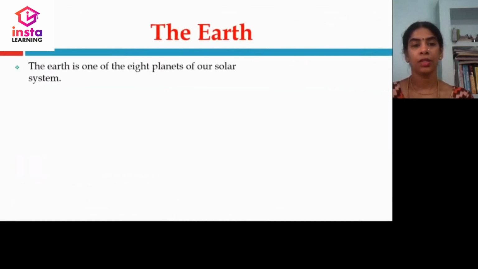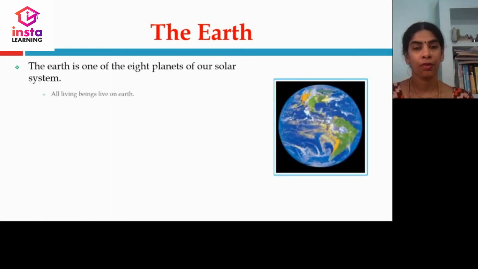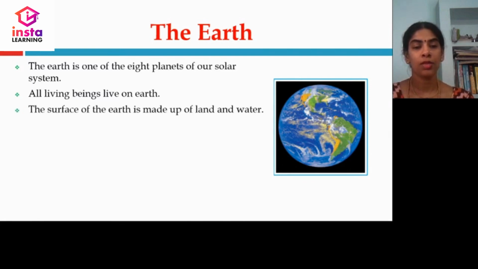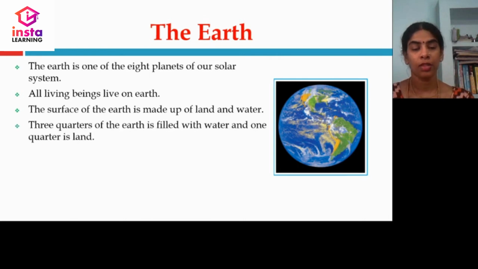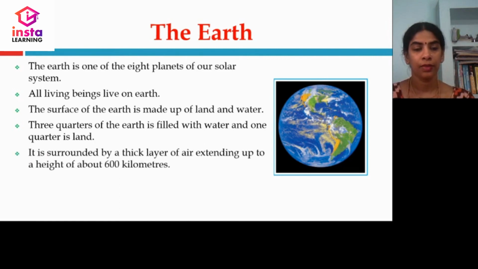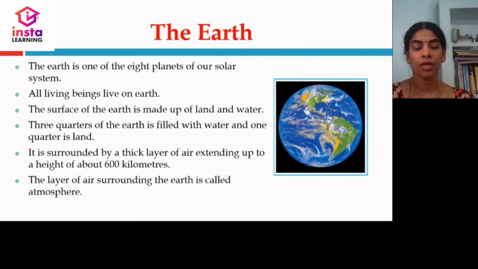The Earth. The Earth is one of the 8 planets of our solar system. All living beings live on the Earth. The surface of the Earth is made up of land and water. 3/4 of the Earth is filled with water and 1/4 is land. It is surrounded by a thick layer of air extending up to a height of 600 kilometers. The layer of air surrounding the Earth is called atmosphere.